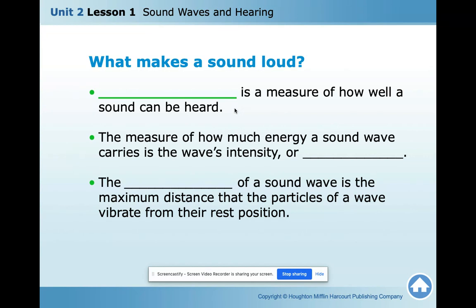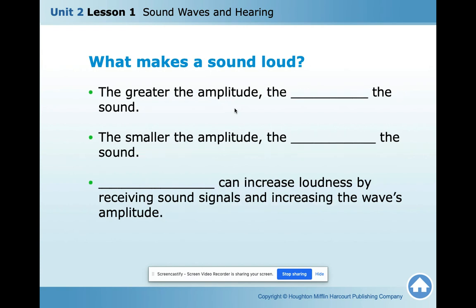So the amplitude of a sound wave is the maximum distance that the particles of a wave vibrate from its rest position, okay? So the higher that amplitude, the louder that sound will be. Okay, so the greater the amplitude, the louder the sound. The smaller the amplitude, the softer the sound. So the more that those particles have to travel from that normal position, the louder the sound will be.